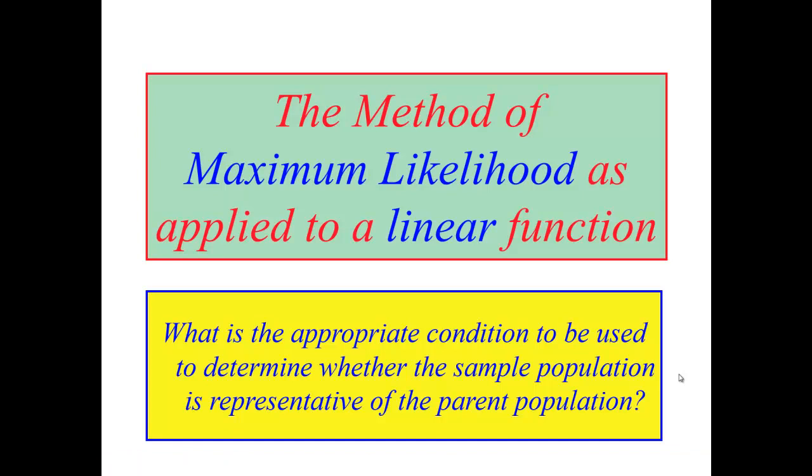I'm going to give a brief overview of the material from Chapter 6 in Bevington Robinson, which has to do with the method of maximum likelihood applied to a linear function, otherwise known as the method of least squares. The question we're trying to answer is, what's the appropriate condition to be used to determine whether the sample population is representative of the parent population we think it came from?